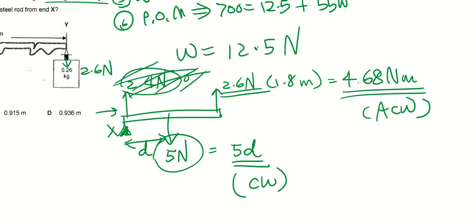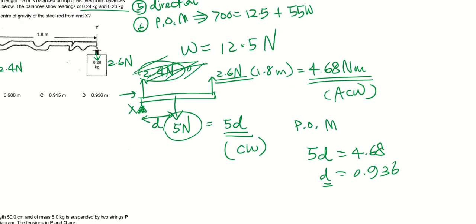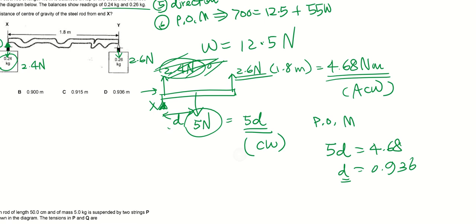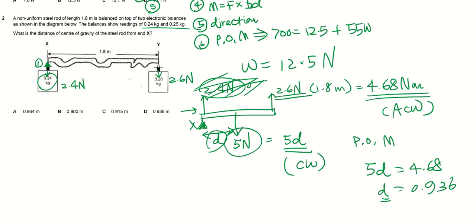So step 6, apply principle of moments. So 5D equals 4.68. So Davis, what's the answer? 0.936. Okay, that means the D that I labelled here is going to be 0.936. All okay? So what is the distance of the center of gravity of the steel rod from X? So the answer will be D.